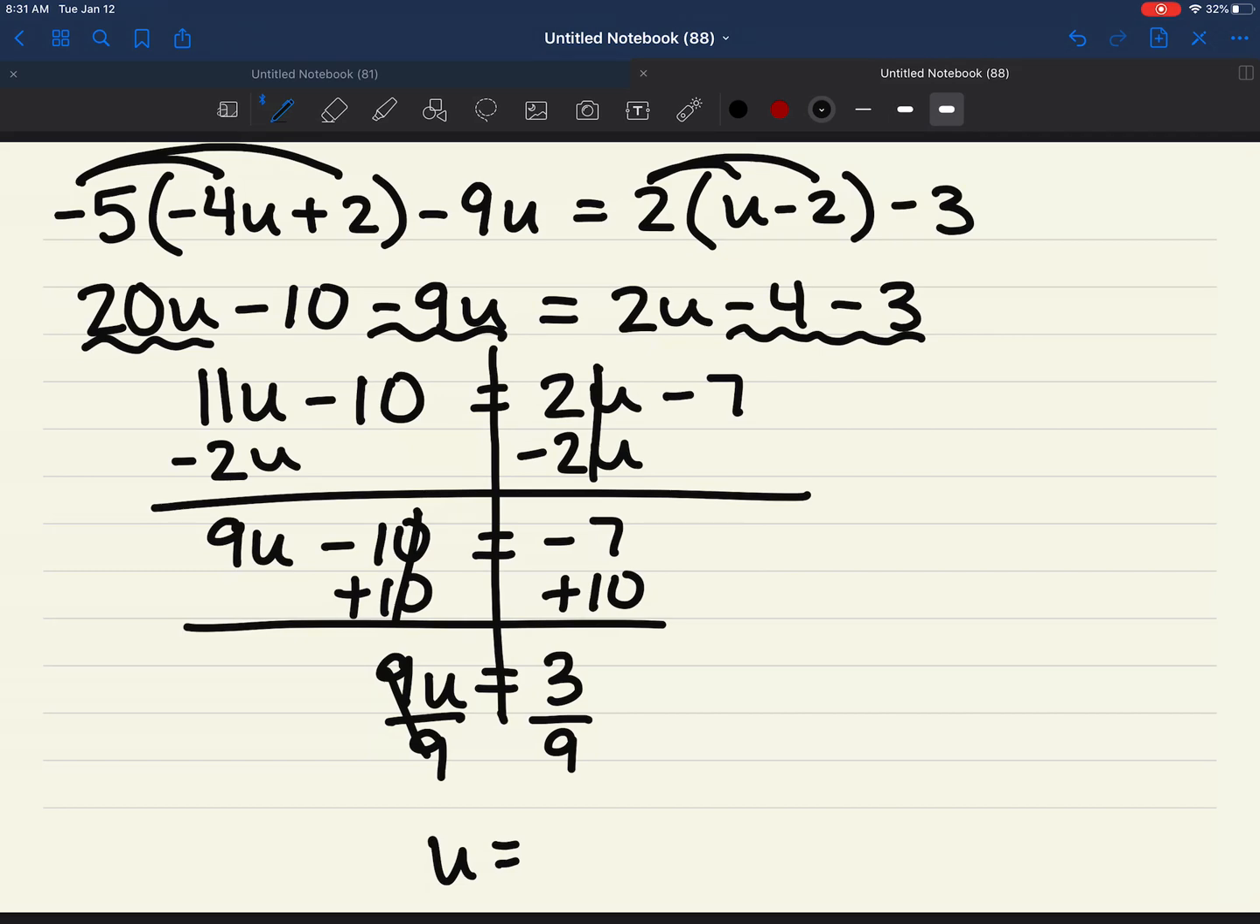Okay, what are you left with? 9u equal to -7 plus 10. Anybody? 3. Alright, divide by 9. Equals. Is that your answer? This is the answer. What is my answer? It's not a decimal. Just look at the board and tell me what my answer would be. 1/3. Thank you, sir.